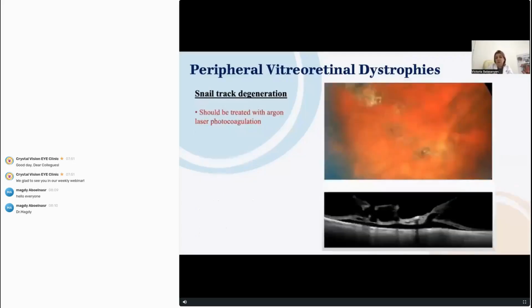But sometimes on OCT, we can diagnose non-typical snail track degeneration with aggressive tractions. In such cases, laser photocoagulation is highly recommended.